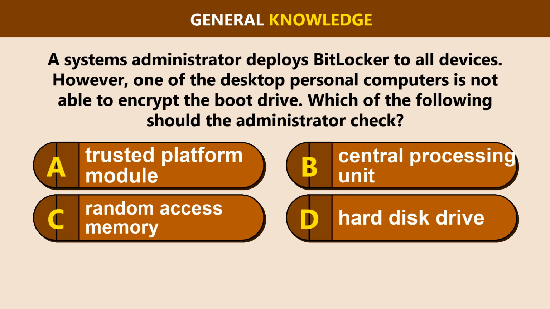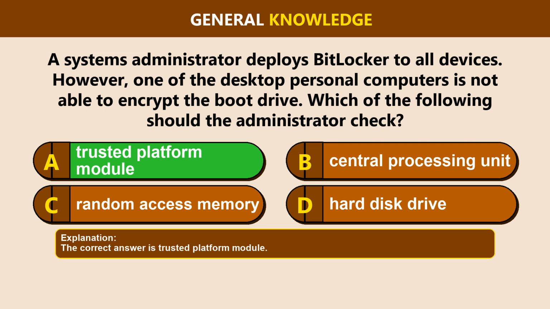Question 9. A systems administrator deploys BitLocker to all devices. However, one of the desktop personal computers is not able to encrypt the boot drive. Which of the following should the administrator check? Option A, trusted platform module. Option B, central processing unit. Option C, random access memory. Option D, hard disk drive. The correct answer is option A, trusted platform module.